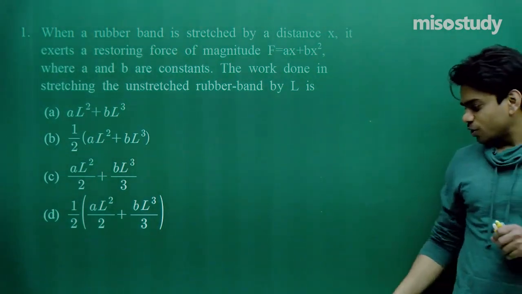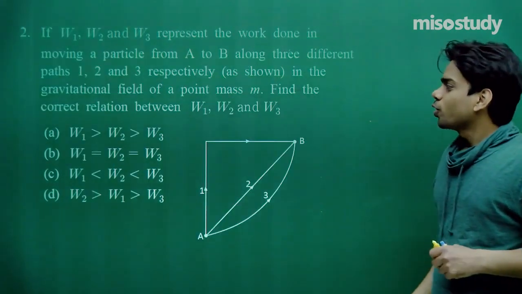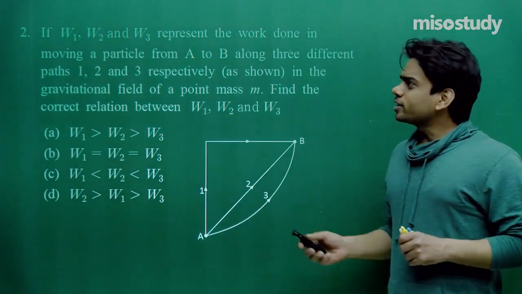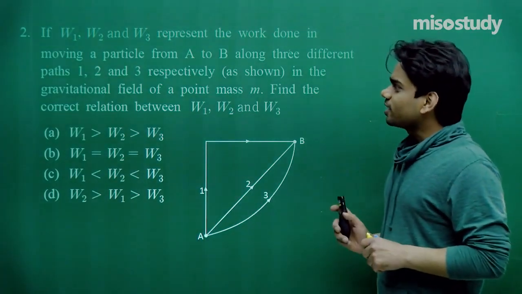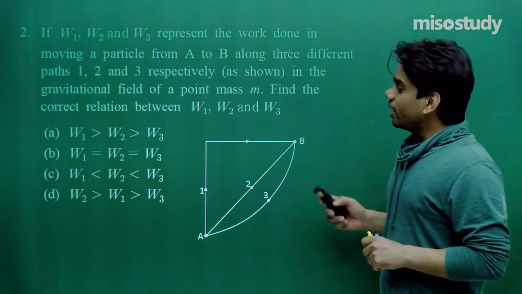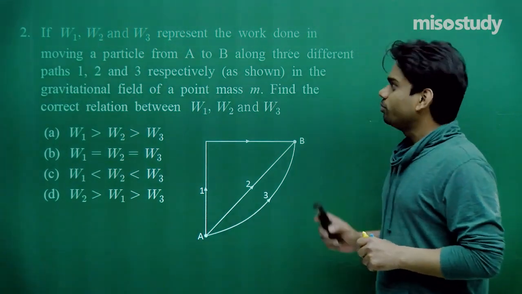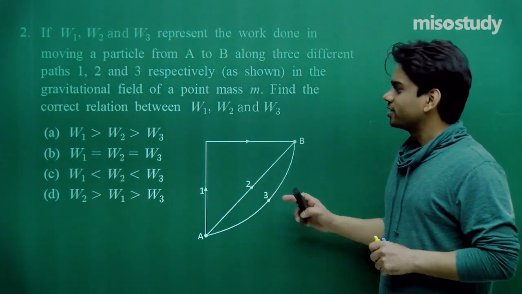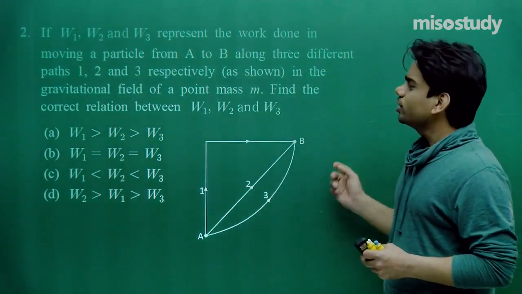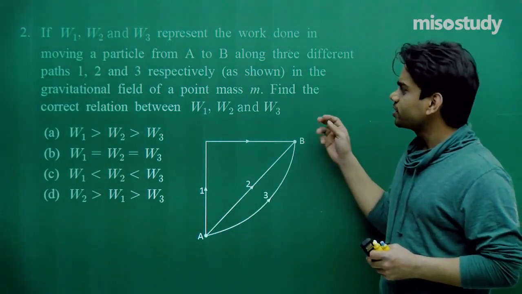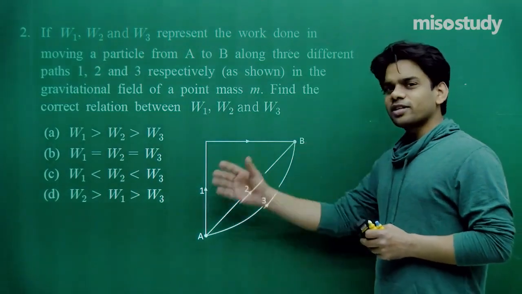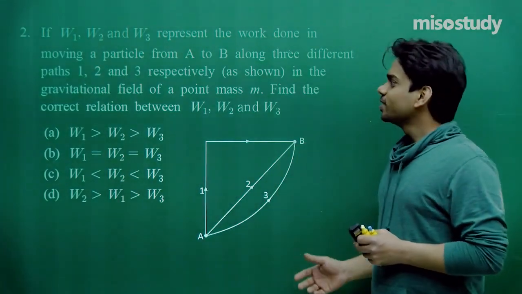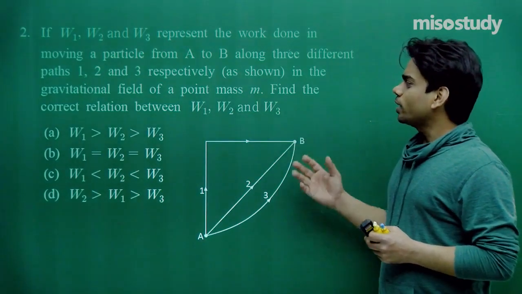Now here comes the next question of the day. Question number 2. If W1, W2 and W3 represent the work done in moving a particle from point A to point B along 3 different paths, 1, 2 and 3 respectively, as shown in the gravitational field of a point mass small m. Find the correct relation between W1, W2 and W3.